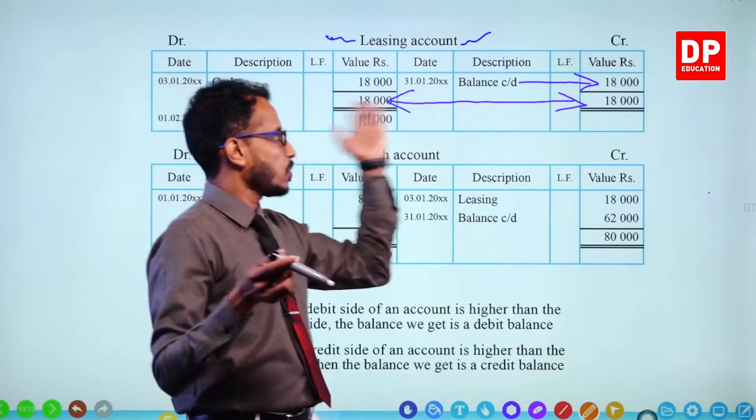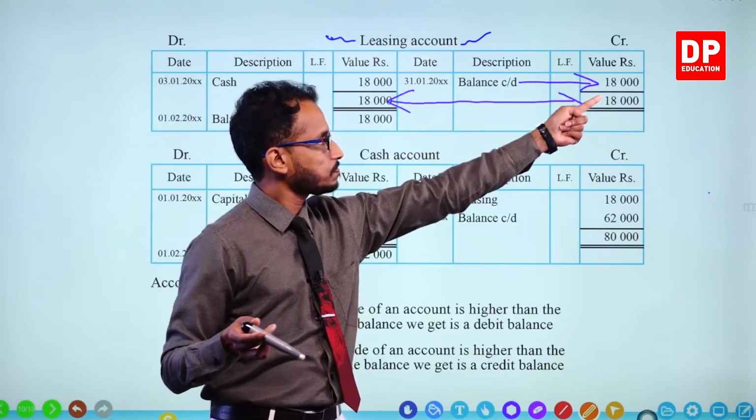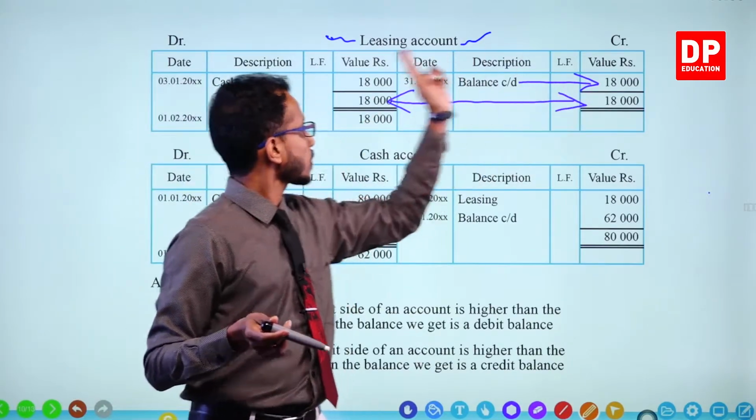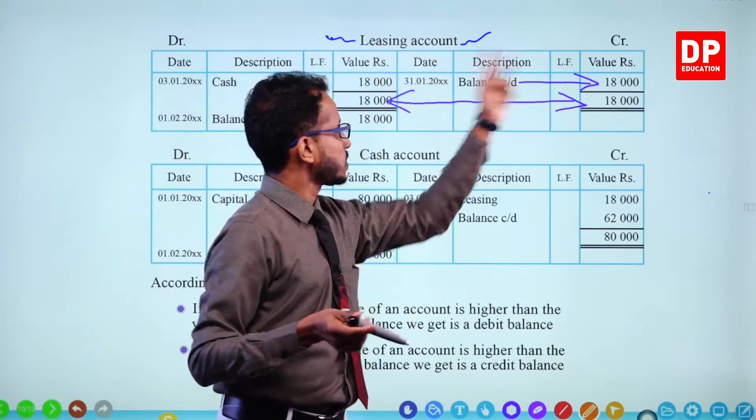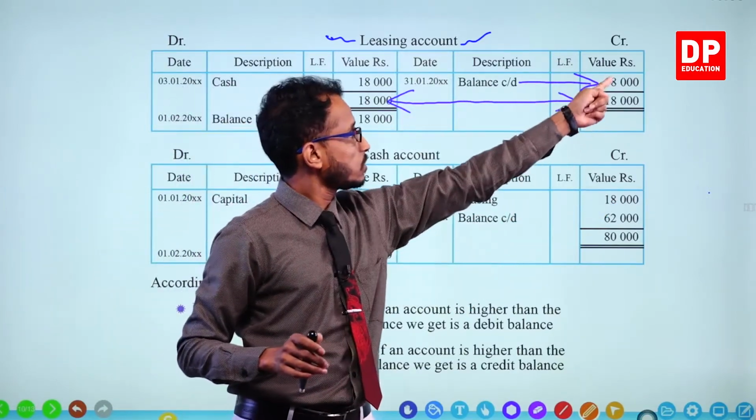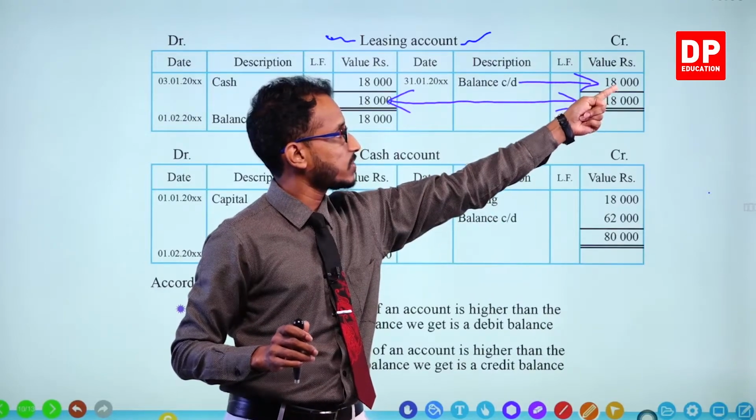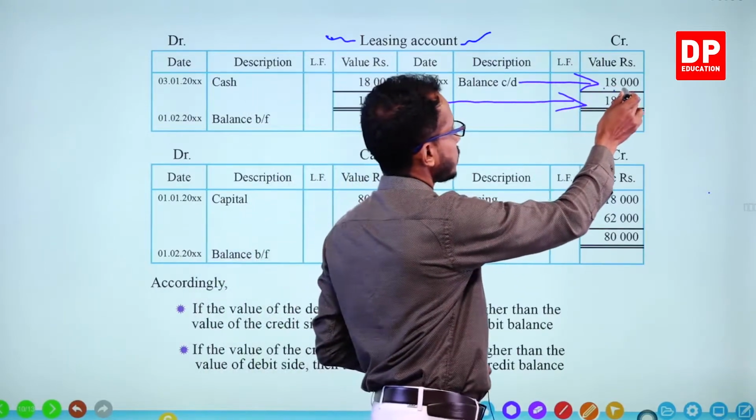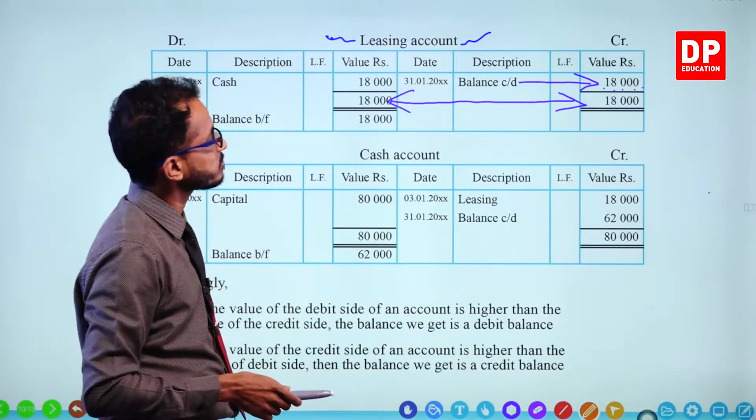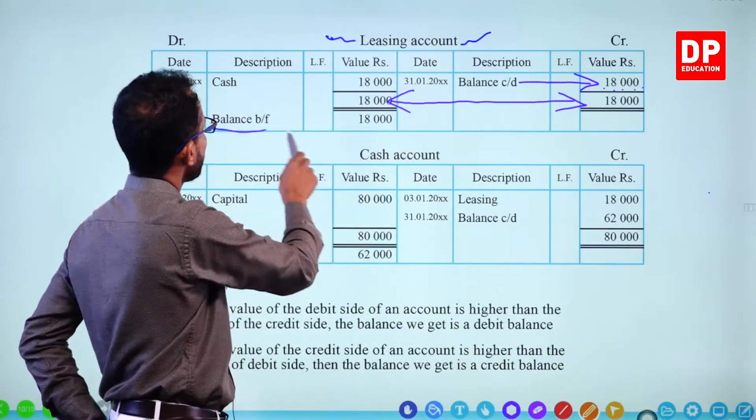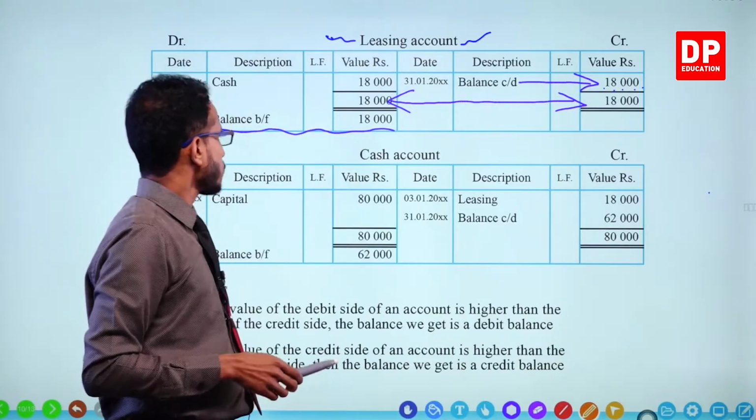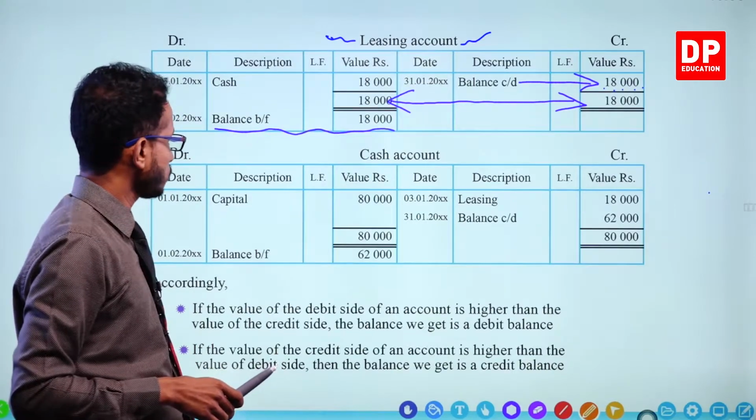There is no entry on the credit side to add up and to take the difference between this debit side and credit side. There is nothing there, so the same amount goes as the balance carried down of the other side. All right, and balance brought forward again onto this side. So there you go.